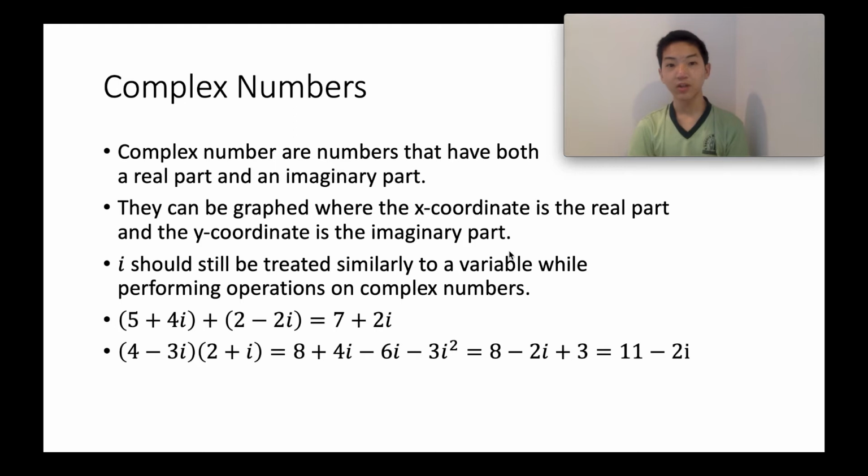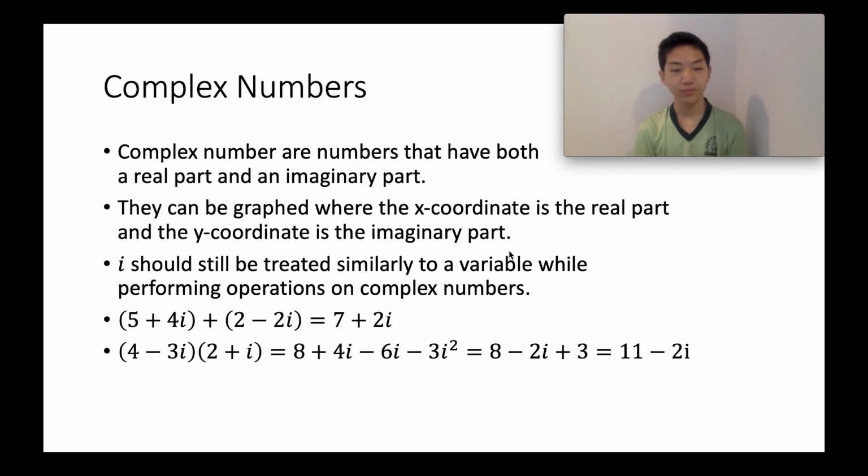Complex numbers are numbers that have both a real part and an imaginary part. They would be things like 2 plus 2i, or -3 minus i. They can be graphed where the x-coordinate is the real part and the y-coordinate is the imaginary part. I'll show an example of that later. i should still be treated similarly to a variable while performing operations on complex numbers.